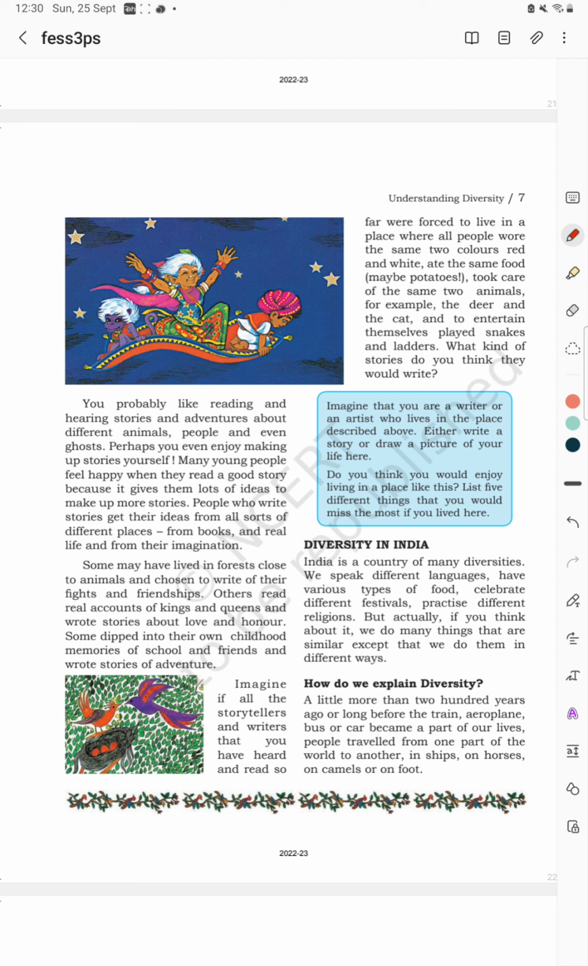So now just imagine all the authors or writers we have heard about were confined to a place where all people wore the same colors, ate the same food, and domesticated and took care of the same animals. Now just imagine in that situation, the stories would not have had such diversity. The stories more or less would have been the same, with no diversity.